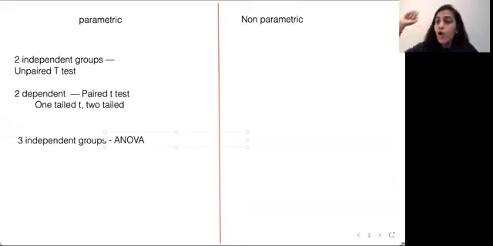If there are three or more independent groups, it's always going to be ANOVA, right? Make sense?